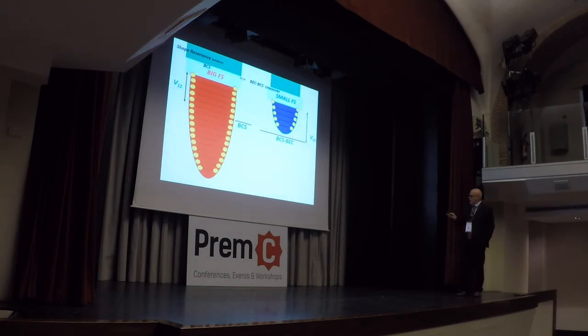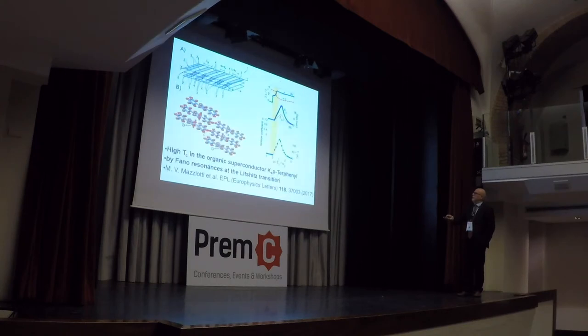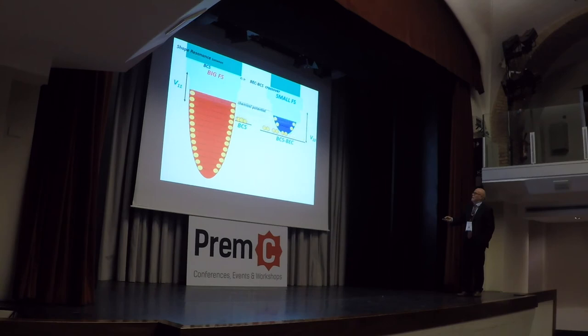Look at what happened in this particular case, in the case of superconductivity. You have a big Fermi surface and a small Fermi surface. Then you create pairs. You have a Fermi surface, and you have superconducting pairs in the BCS regime. Then you have very small pairs, and then you have like a back. All the pairs start to condense in the small one.